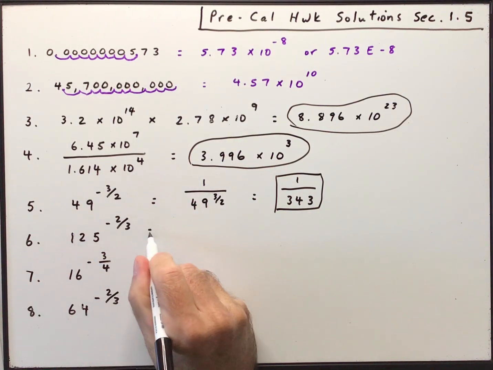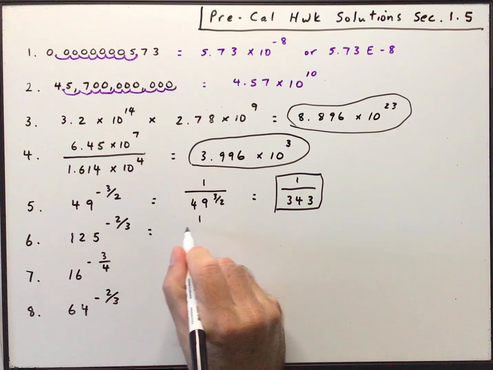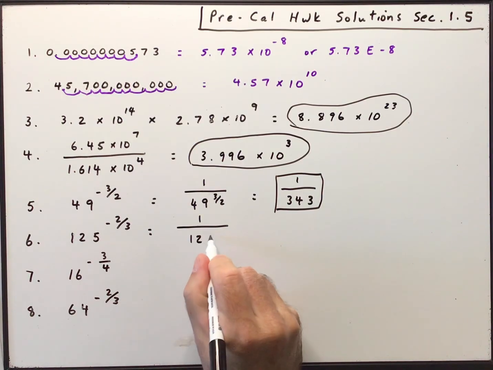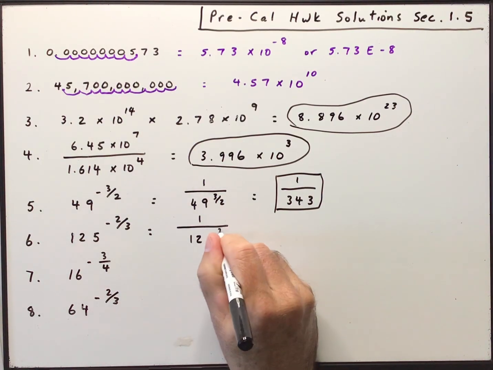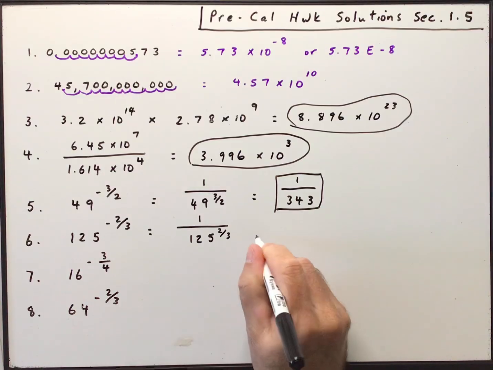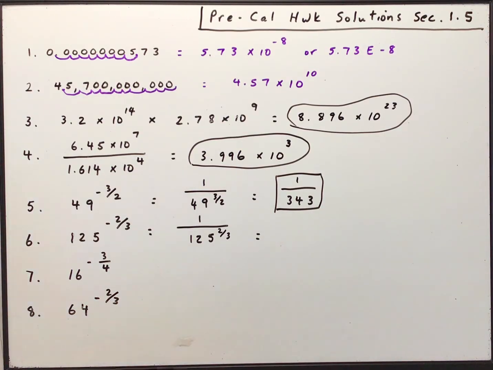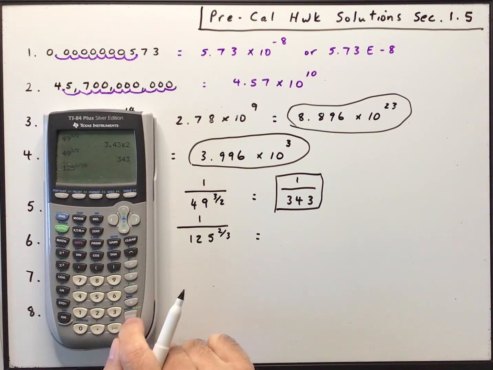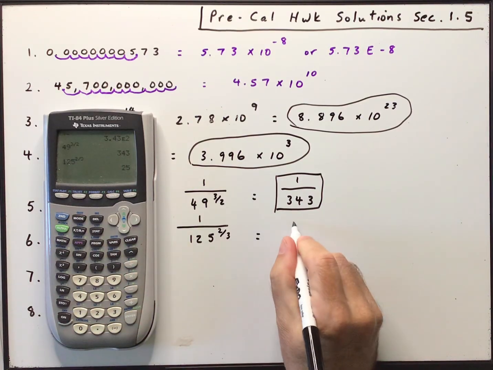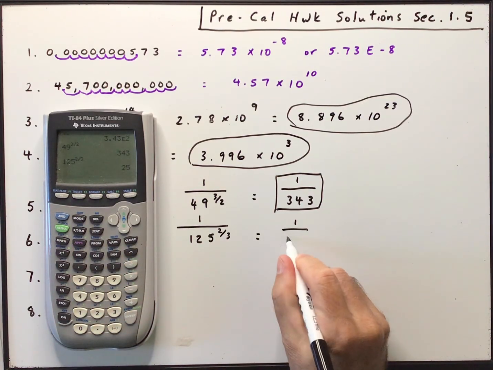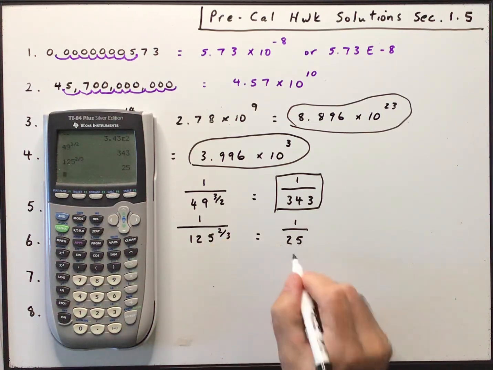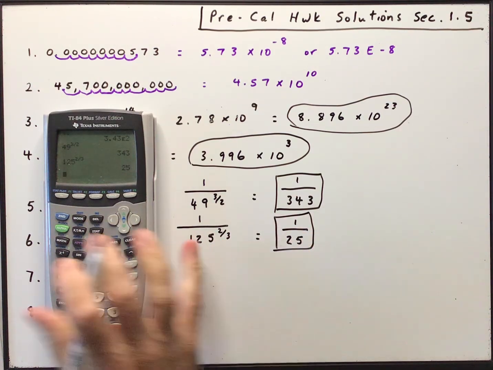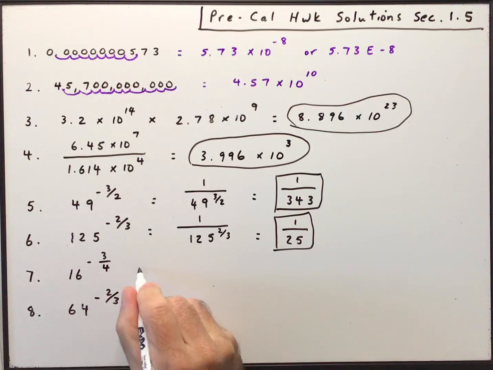Okay, 125 to the negative 2/3. That's 1 over 125 to the positive 2/3. Okay, so let's see. 125 raised to the 2/3 power is 25. So that's going to be, don't accidentally do 25. Remember, it's 1 over 25. So be careful about that.